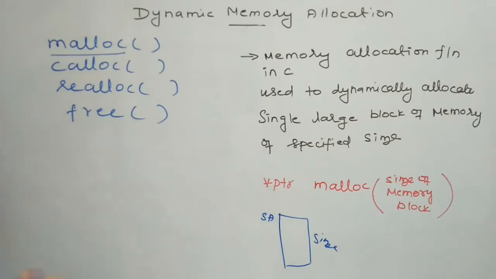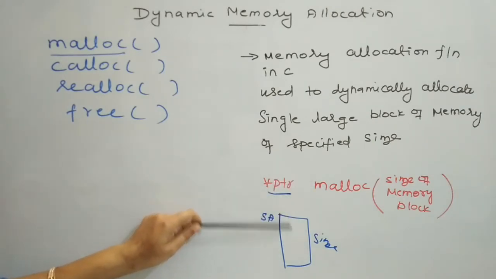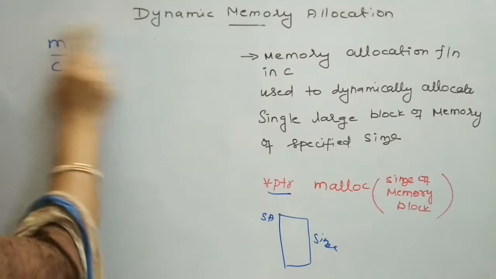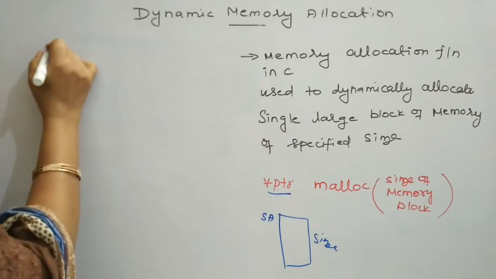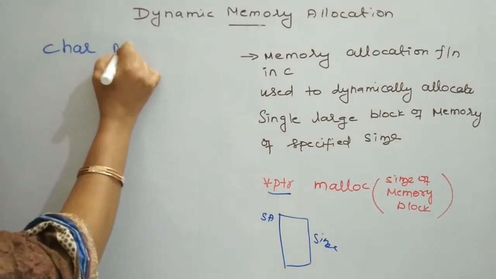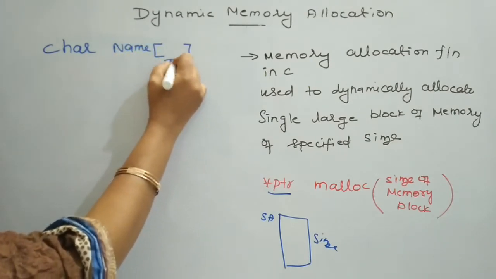So we have specified this pointer variable. It specifies that the function is going to return the starting memory address of the allocated block of memory. So we'll discuss this malloc function in detail. What are the function parameters for the malloc function? For example, if I declare a character array, name, we need to specify the size of the array.